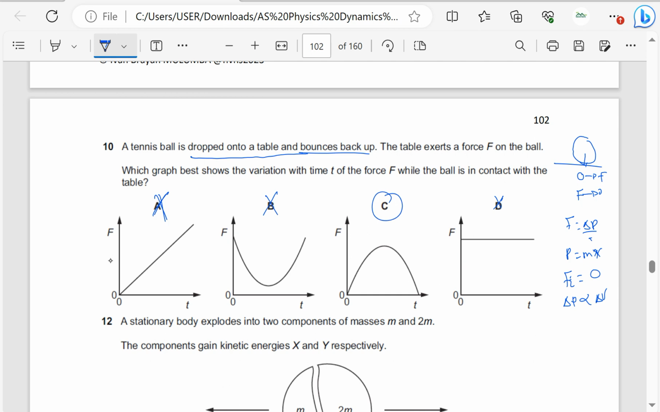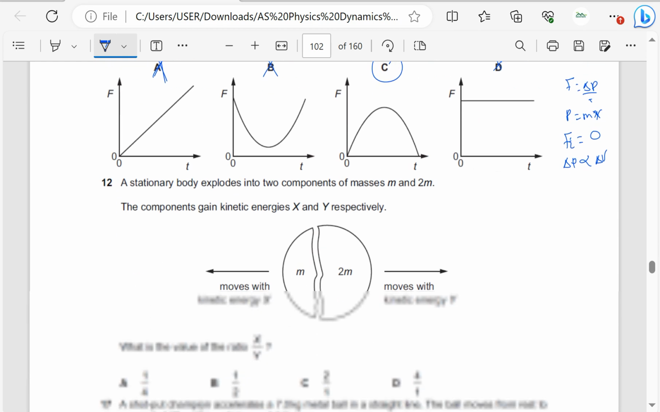So when the ball is getting into contact, the force is initially 0 just before contact, but then it becomes maximum. And then when the ball tends to move away from the table, the force gradually changes to 0. So force from 0 to F, a maximum value, then from maximum value back to 0, which makes the answer to be C.